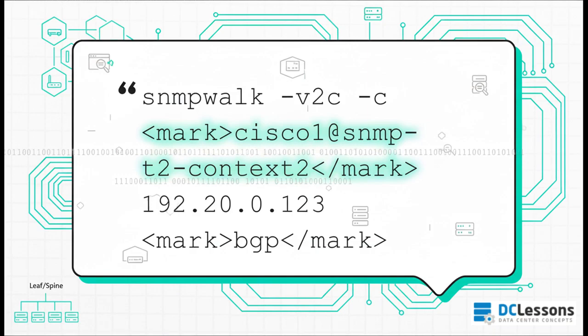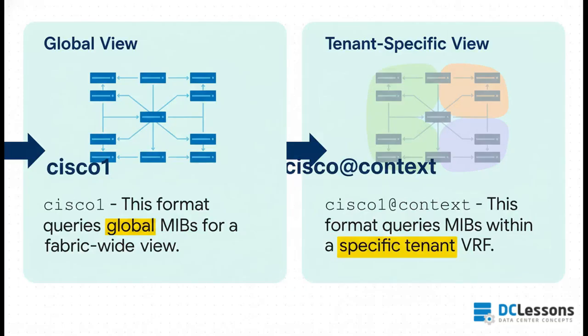So when you boil it all down, the magic is all in how you format that community string. A simple string like Cisco1 gets you the global data, but using the community@context format lets you dive deep and target a specific routing instance inside your ACI fabric. It's a beautifully simple but incredibly powerful trick.